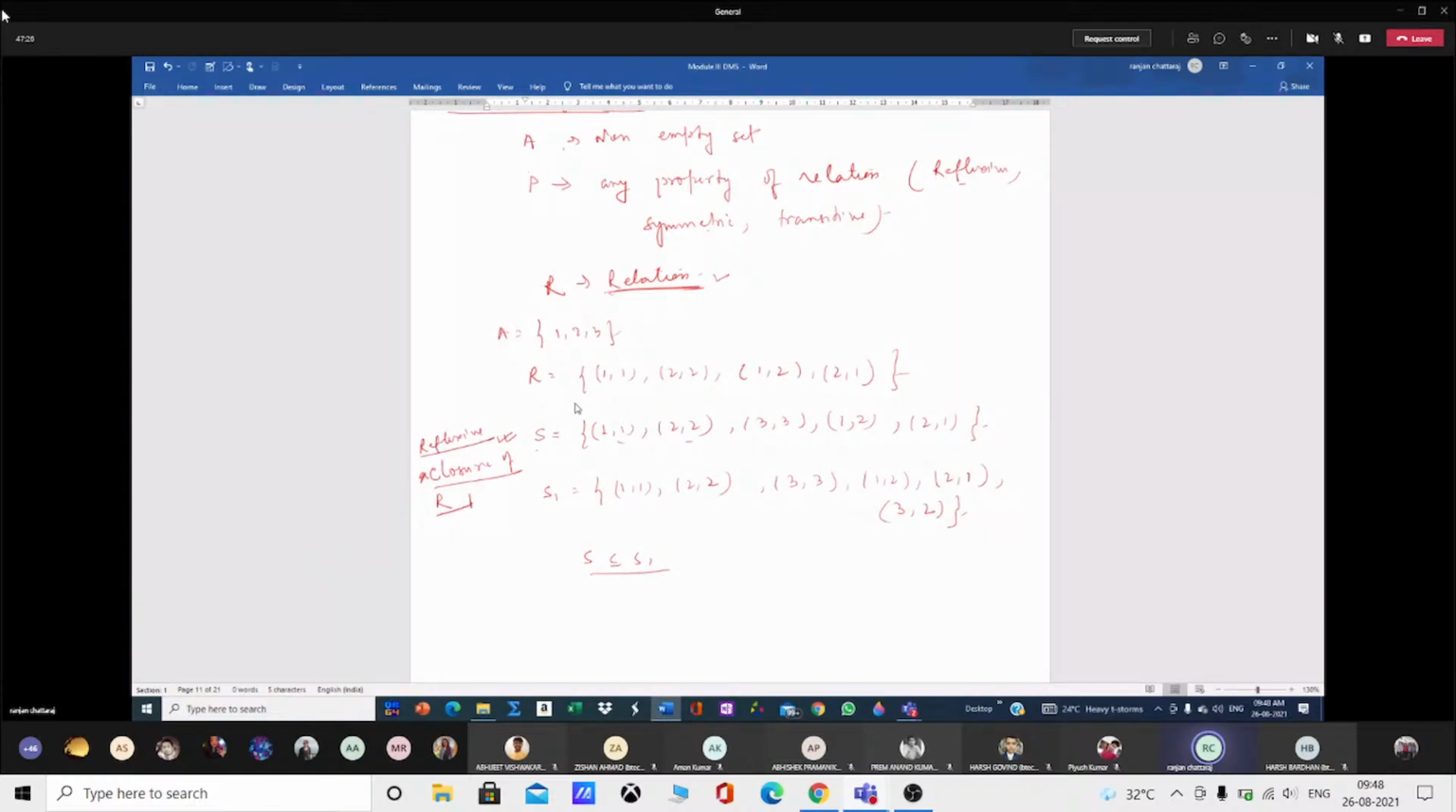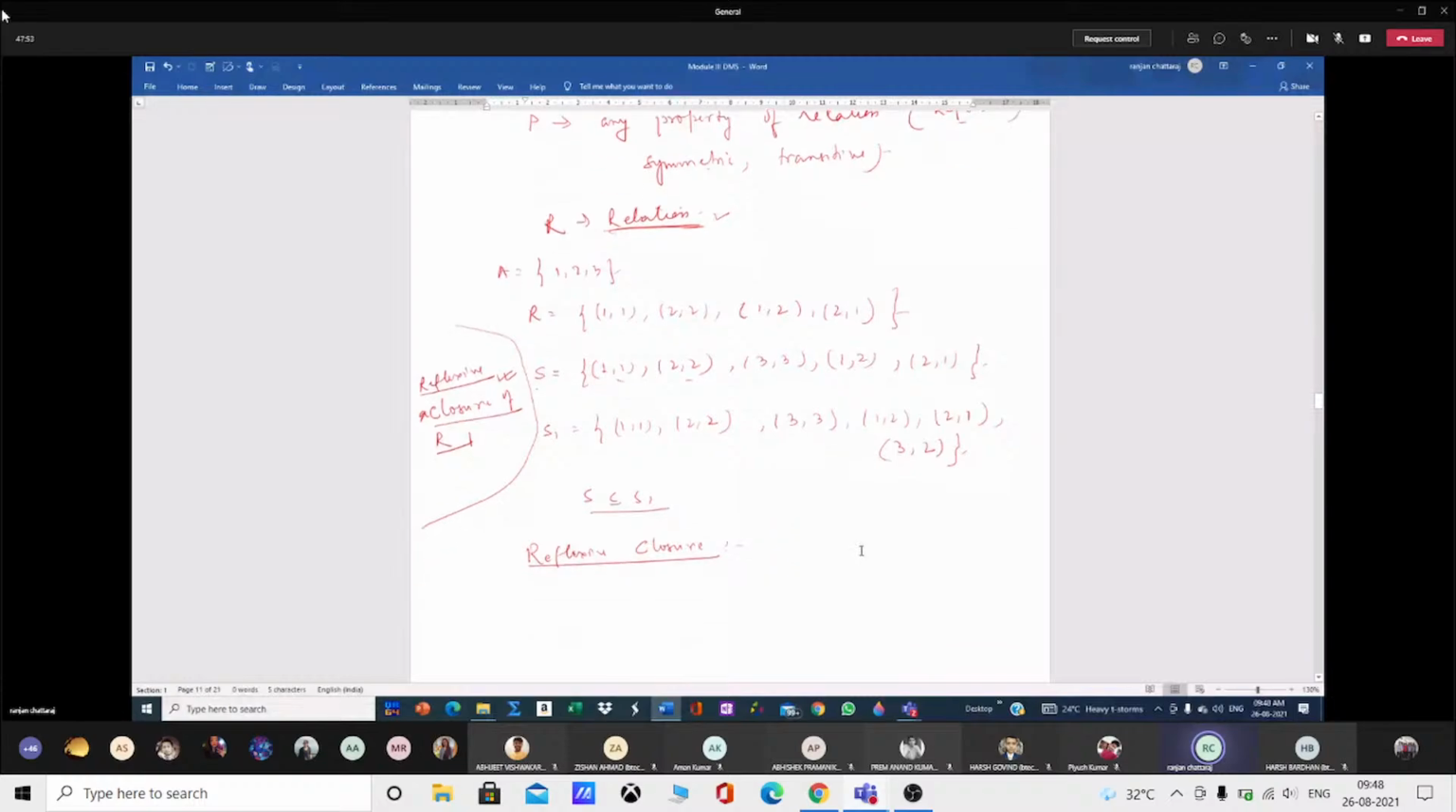Then what should be the definition of the reflexive closure? Sir, R is a subset of S, and S is a subset of S1. Reflexive closure. So how do you define this? You see here. Reflexive closure is a relation. This is also a relation because it is a set in the Cartesian product A cross A. So this is also a relation.